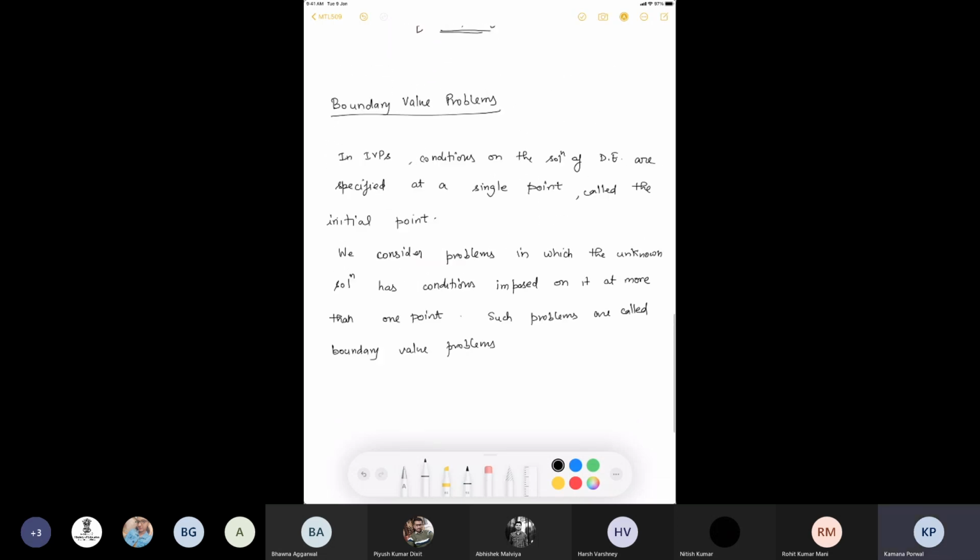Such differential equations together with the conditions are called boundary value problems. And we are going to use the shortened notation for the boundary value problem as BVP.